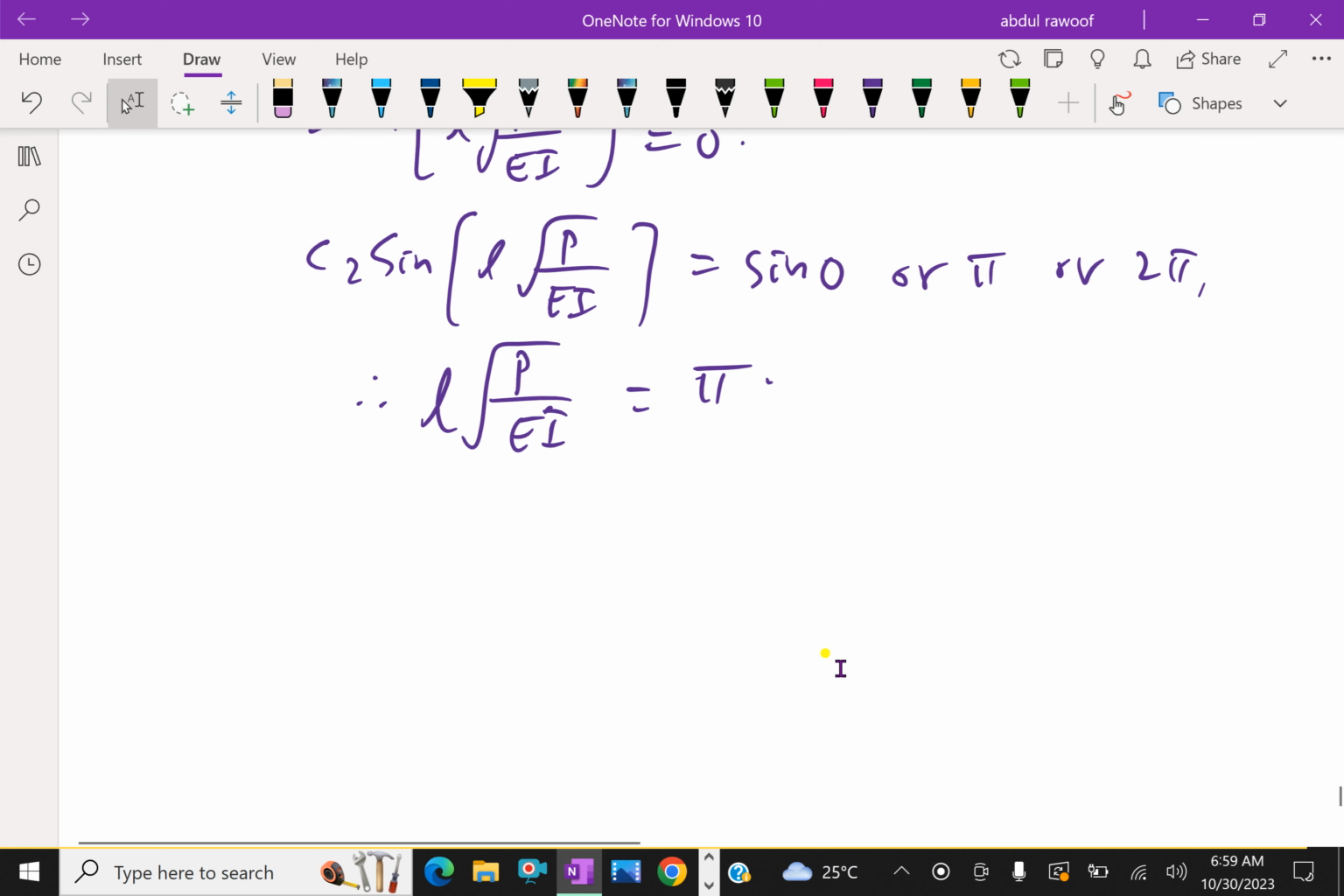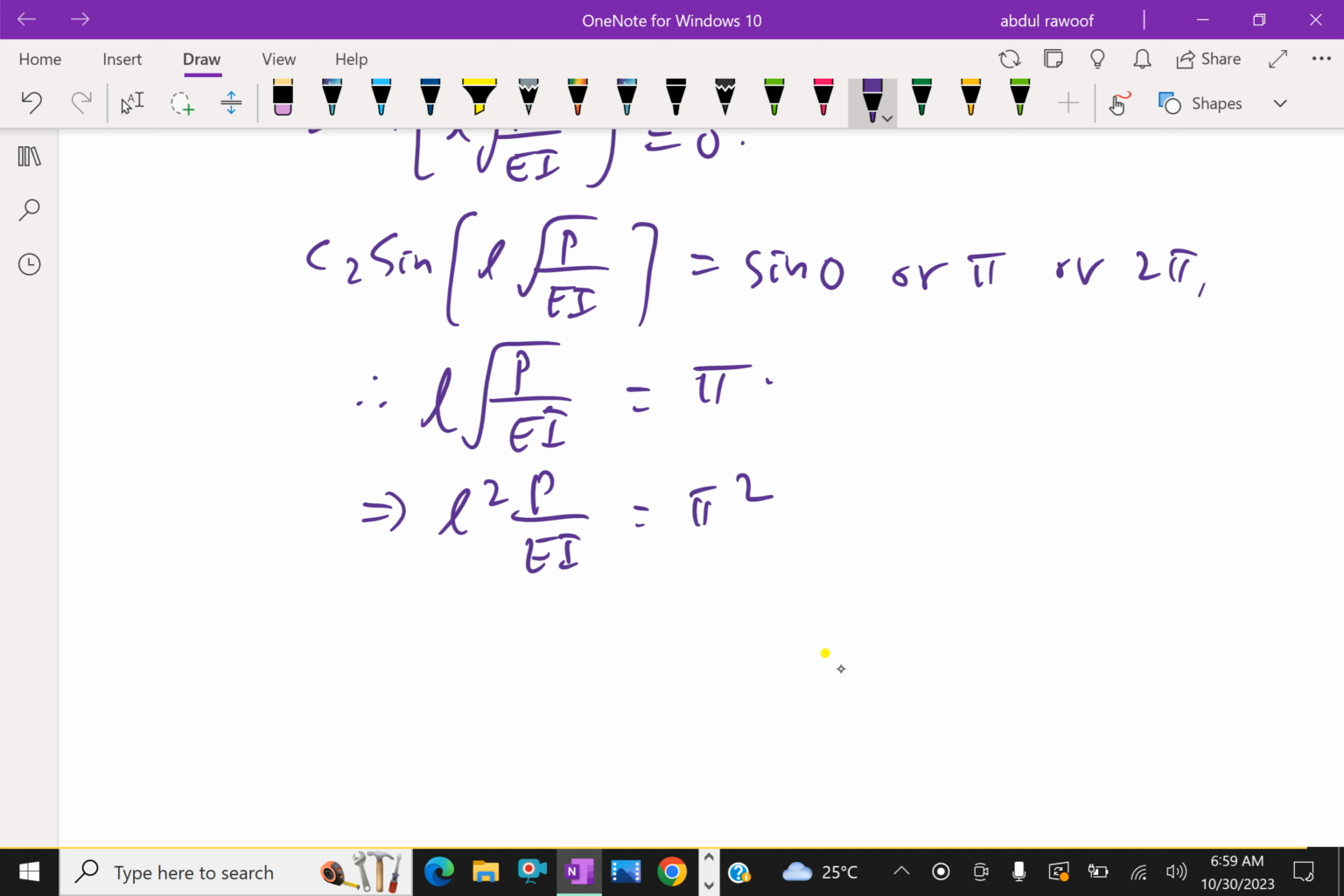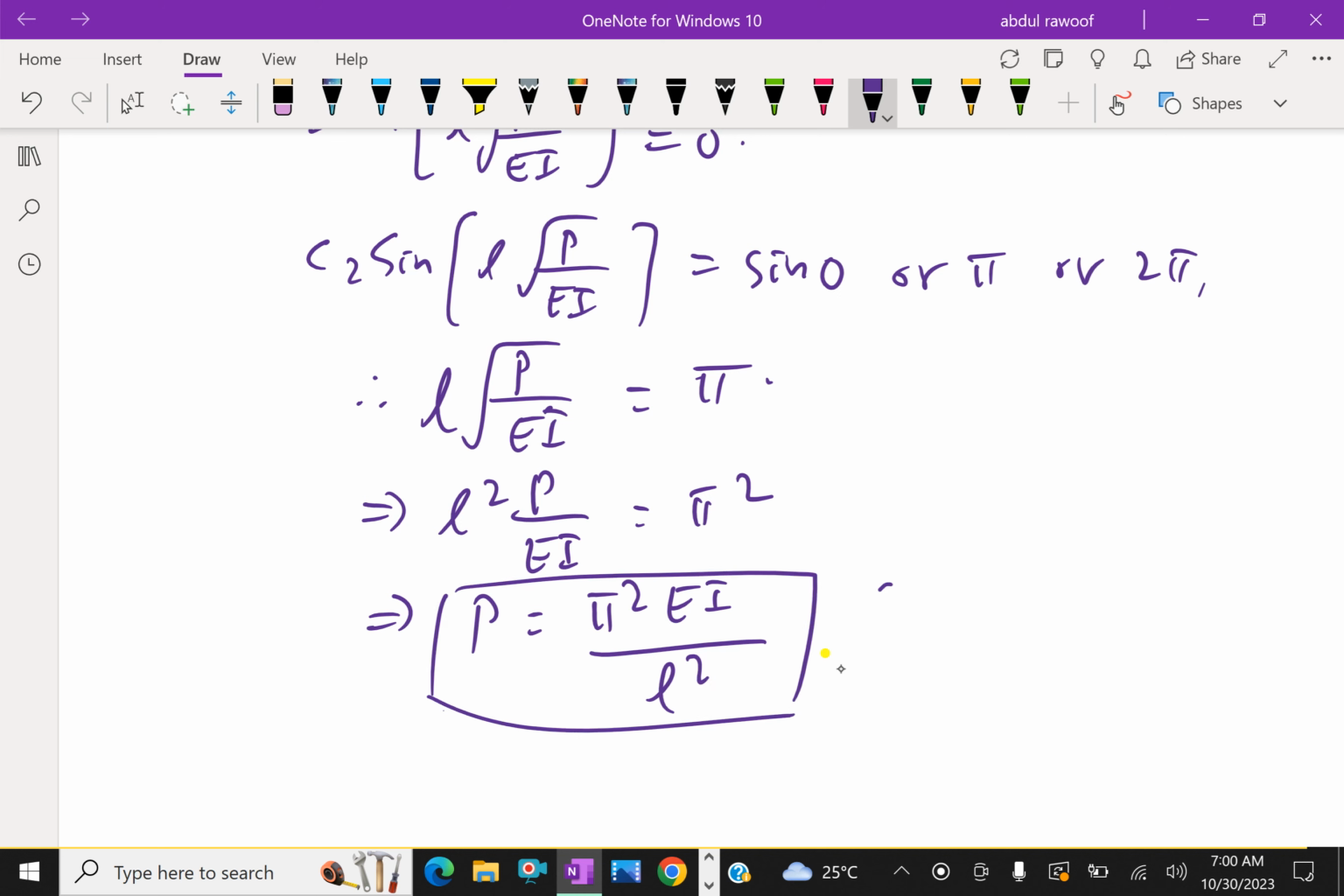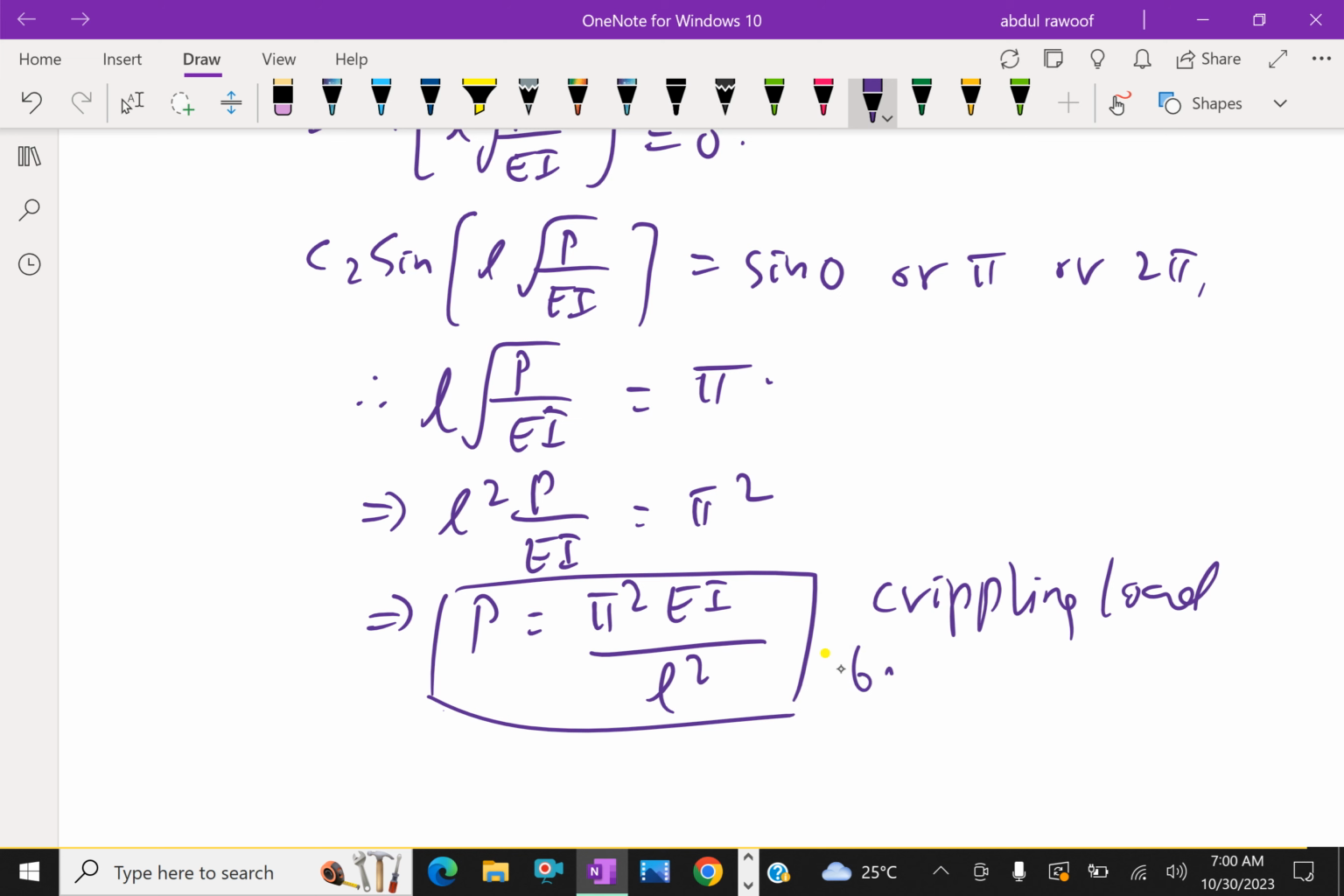Therefore, from this we can get the value of P. Squaring both sides, L squared P over EI equals pi square. Then P, the crippling load, is pi squared EI over L squared. This is the crippling load for both ends hinged.